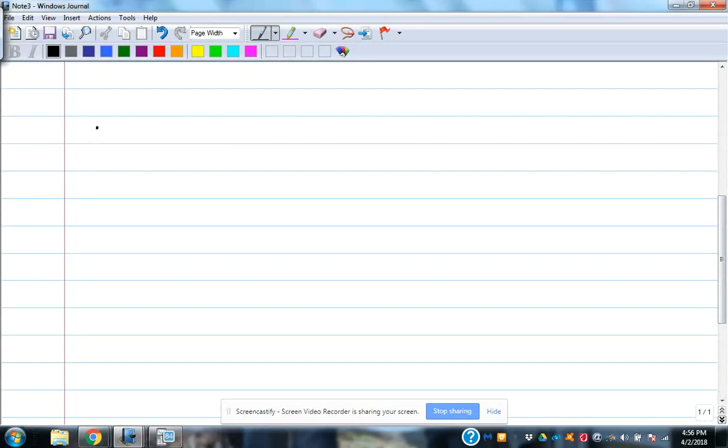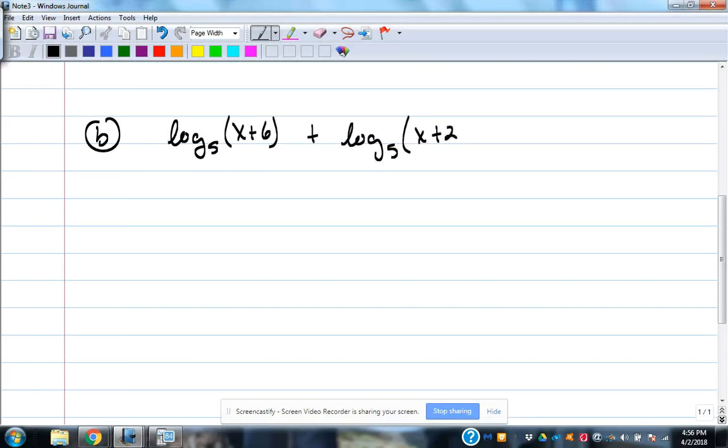All right, Example B. Let's go a little more fun. Log base 5 of x plus 6 plus log base 5 of x plus 2 equals 1. There's two logs that are on the same side. Let's put them together so we can solve.